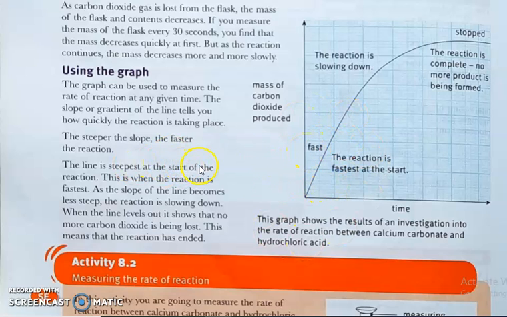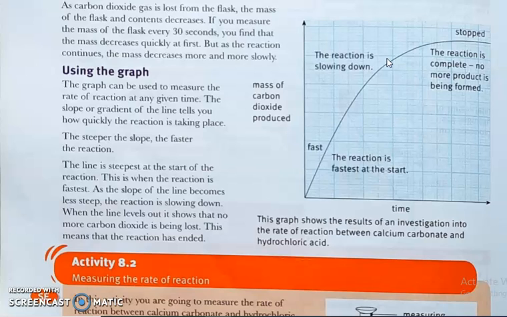So the line is steepest at the start of the reaction. This is when the reaction is fastest. As the slope of the line becomes less steep, after some time we can see that the slope is becoming less steep. So we can analyze that the reaction is slowing down. When that particular line is less steep, what we can understand is that the reaction is slowing down.